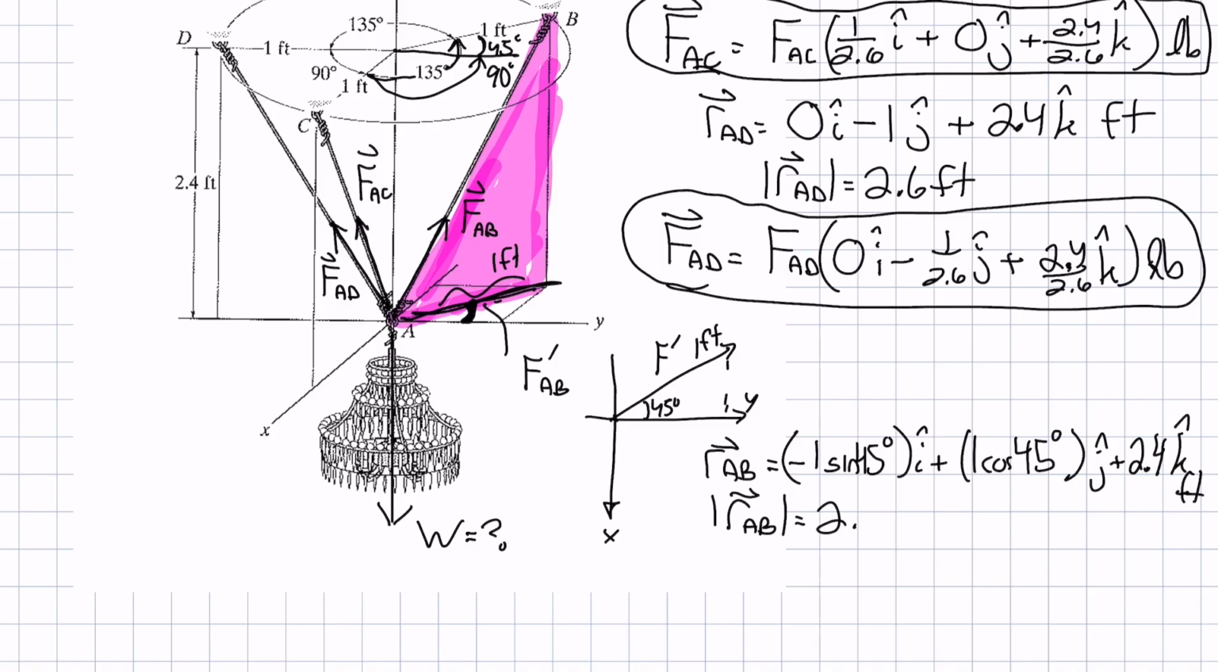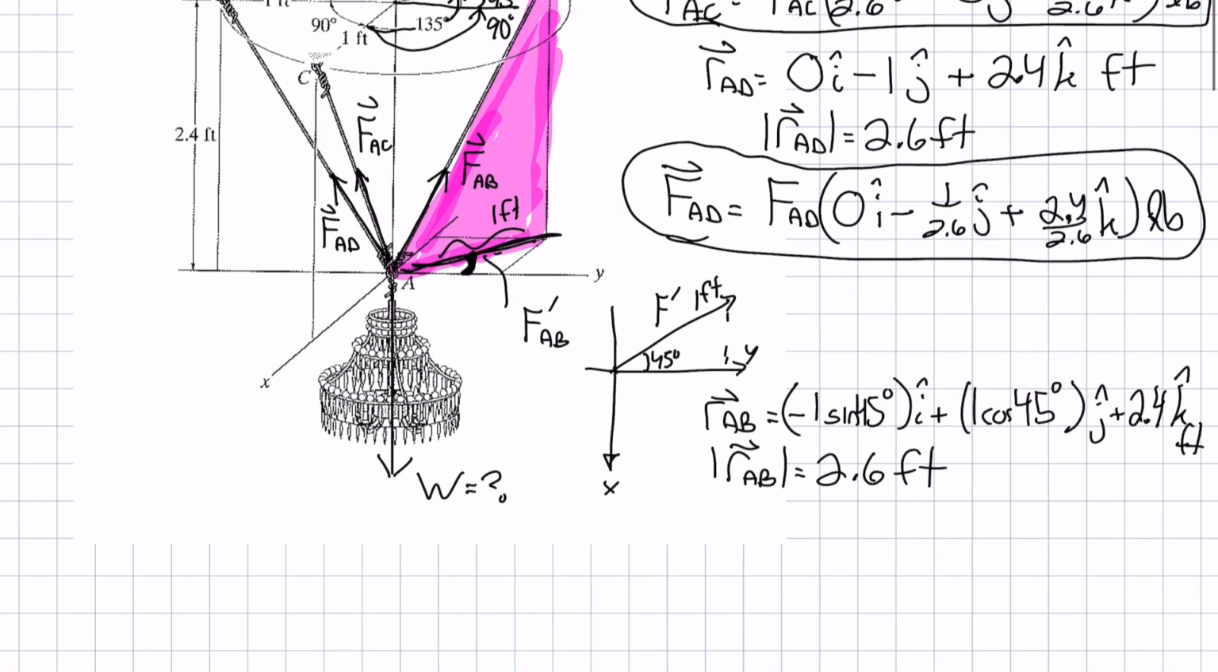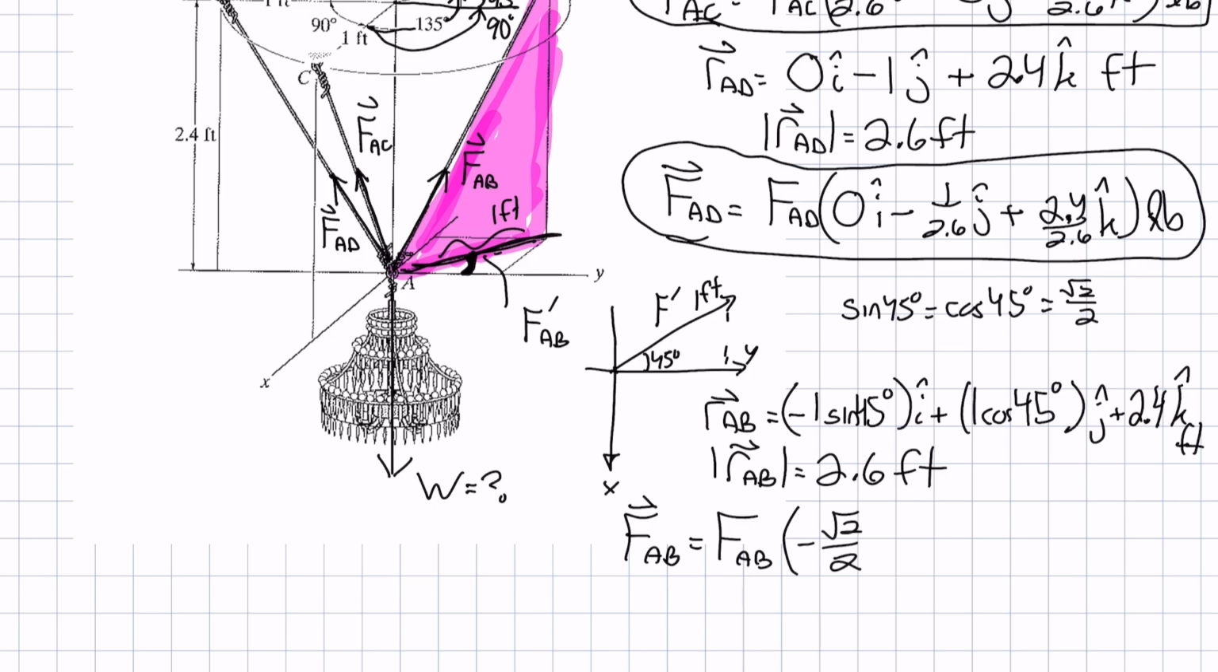By the way, this gives an overall magnitude of RAB of 2.6 feet. So now I can write the force vector again with my unknown force magnitude times the unit vector. I'm just going to quickly write that down here. I did make a little mistake when writing this, because sine 45 and cosine 45 are root 2 over 2, but for a second I forgot about the 2.6 feet magnitude. So as I'm writing this down, I'll quickly correct and add the 2.6 onto the denominator right below. There we go. And then 2.4 over 2.6 for k hat.